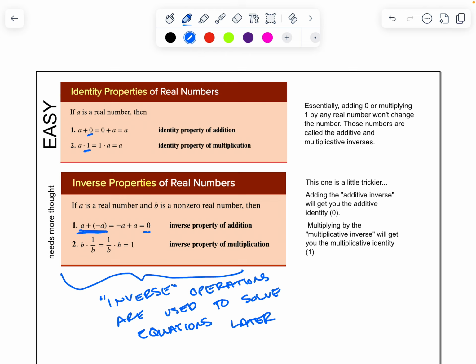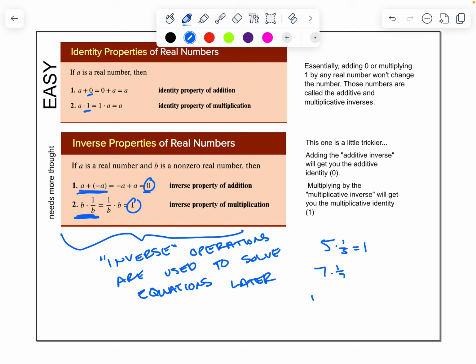There's also an inverse property of multiplication, and every number except for 0 has a multiplicative inverse, and that's just the fraction version of that number, or 1 over that number. So for example, 5 times 1/5 gives me 1, because I'm trying to get back here to the multiplicative identity. Just like here we were trying to get to the additive identity. 7 times 1/7, or I could reverse that and say 1/8 times 8. These all equal 1. These are the multiplicative inverses of these numbers.